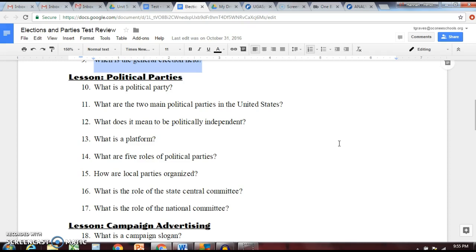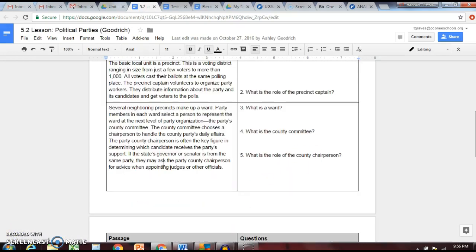Number 15, how are local parties organized? Well, remember, we talked about this early in the unit. I brought up this part of our lesson just to remind you guys. So remember, the basic local unit of a political party is a precinct. It's the smallest level of a political party. It's the precinct, which is basically like a neighborhood. Then the next size up would be what we call a ward. A ward is where you take several neighborhoods and kind of put them together, almost like a county in a way.